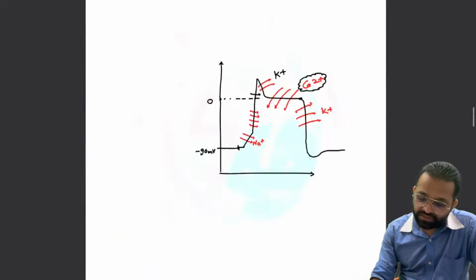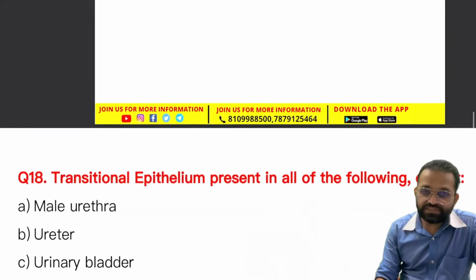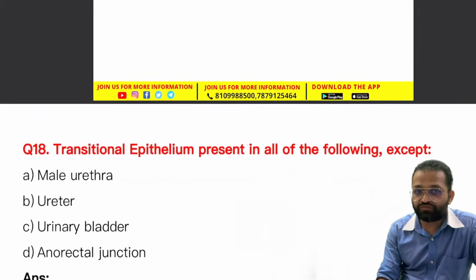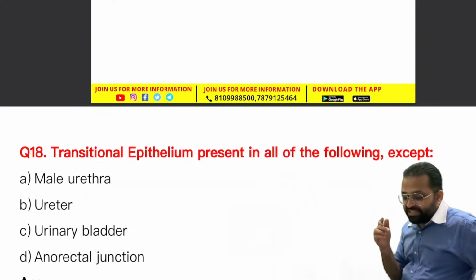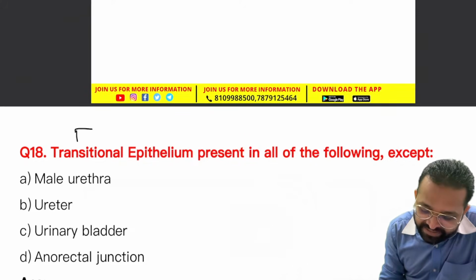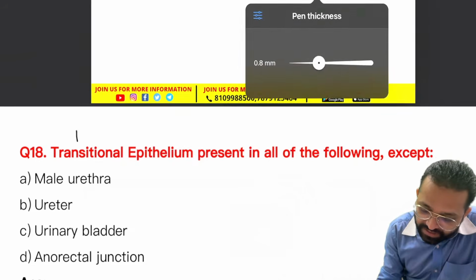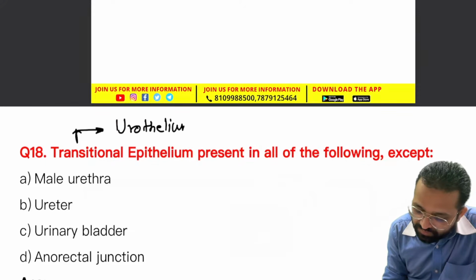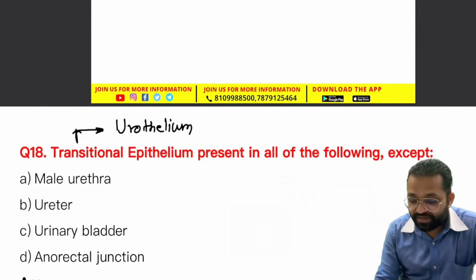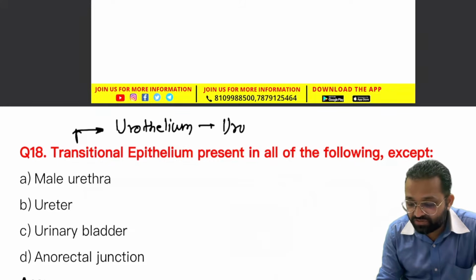Okay, now come to the next question. Transitional epithelium is present in all of the following except. For your help, I'm saying this transitional epithelium is also known as urothelium, and it is present in the urinary bladder.